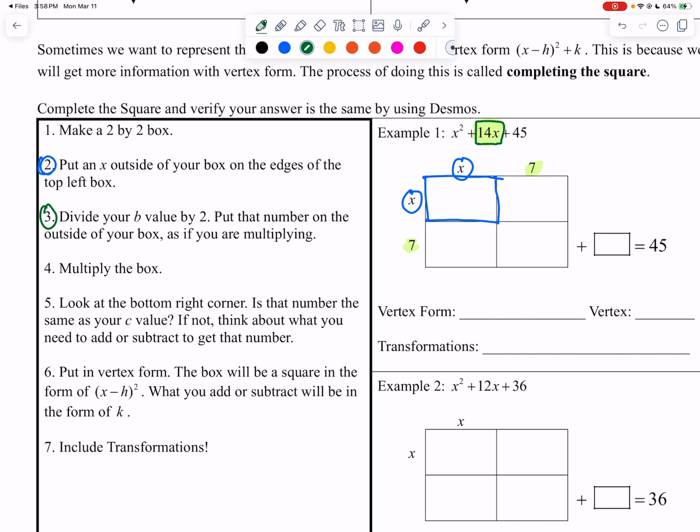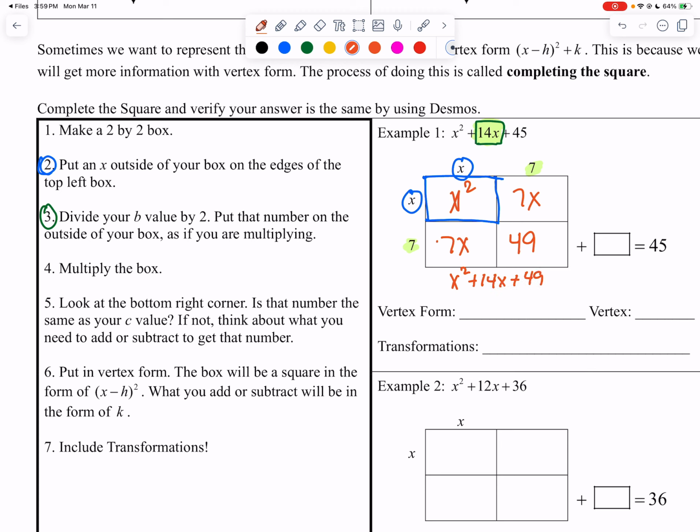We are going to multiply the box now. So just regular multiplying. X squared, 7x, 7x, 49. Notice how if I do that, I'm going to get x squared plus 7x plus 7x plus 49, or x squared plus 14x plus 49. So this will give me x squared plus 14x plus 49.